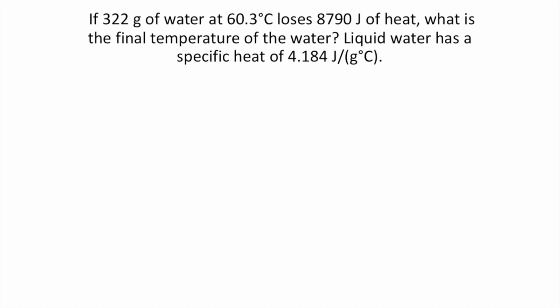If 322 grams of water at 60.3 degrees Celsius loses 8,790 joules of heat, what is the final temperature of the water? Liquid water has a specific heat of 4.184 joules per gram degree Celsius.